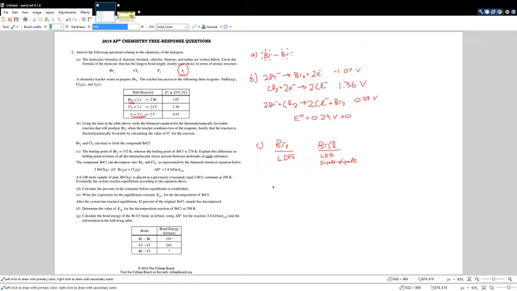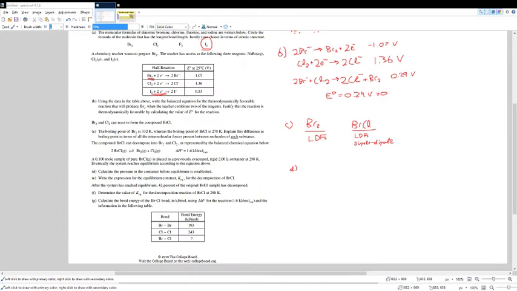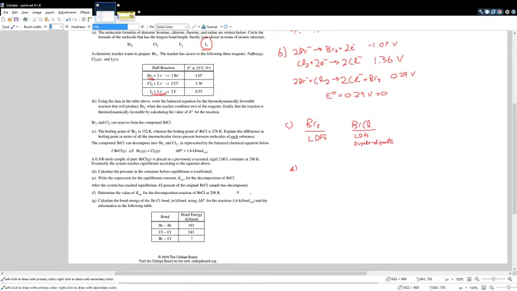Part D says, calculate the pressure in the container before equilibrium is established. So this is simply PV equals nRT. You have the amount of moles, the total volume, the temperature, and the gas constant, and the only thing you're missing is pressure, and that's what it tells you to calculate.